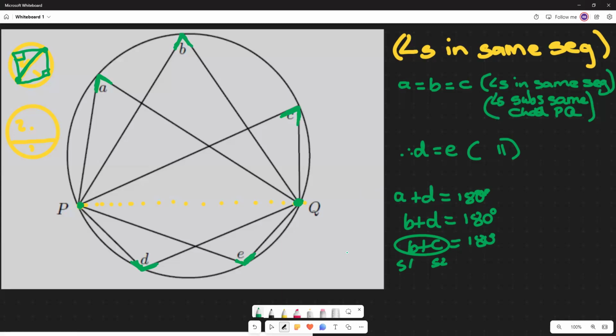But for now, I'm sure you understood what angles in the same segment is and how to use it. Thank you very much. The next video will be doing activities on angles in the same segment.